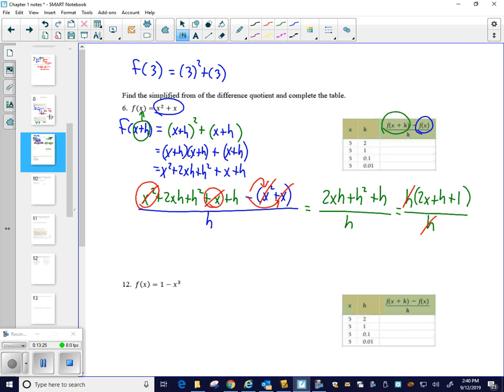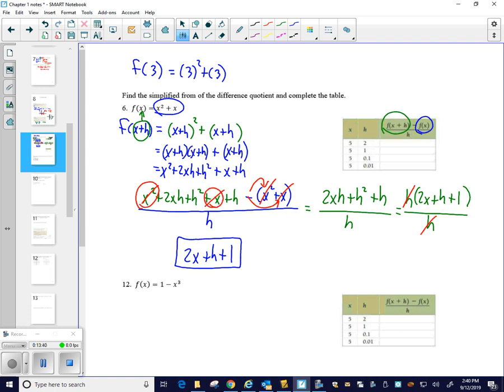So the most simplified form of this is what's left over in that parentheses, which would be 2x plus h plus 1. That is the most simplified form of the difference quotient.